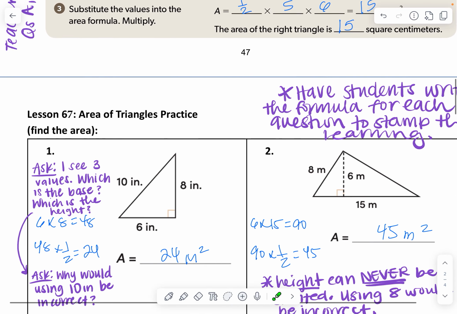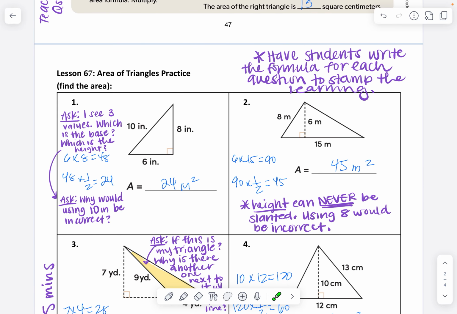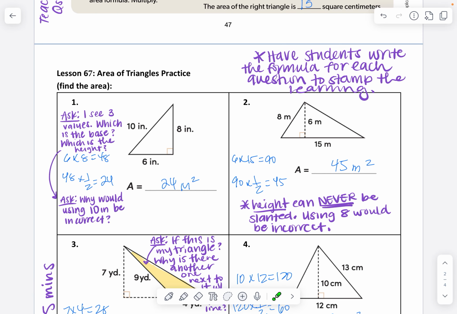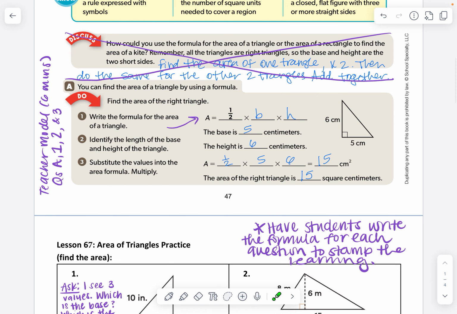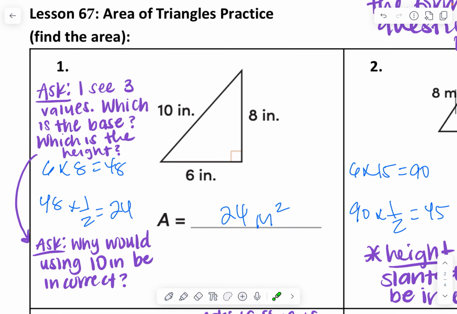And so from there, again, you will launch students. You'll have 3 more models to do. Question 1, ask students. Question 1 is different from question A only because question A had only 2 values. Even though there are 3 sides to a triangle, it did not have anything on the third side. And so this is why I want you to model question 1. So you'll ask students, I see 3 values. Which is the base? Which is the height?